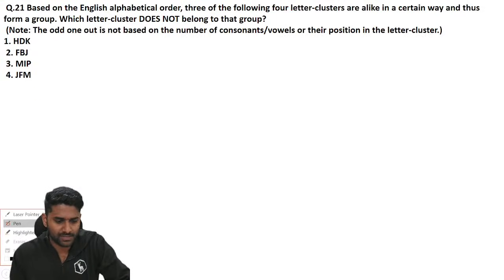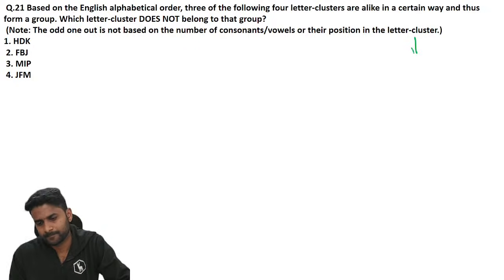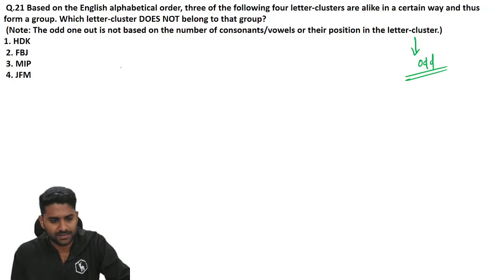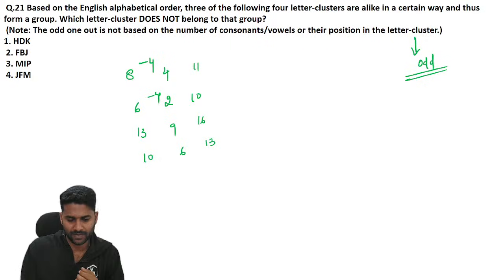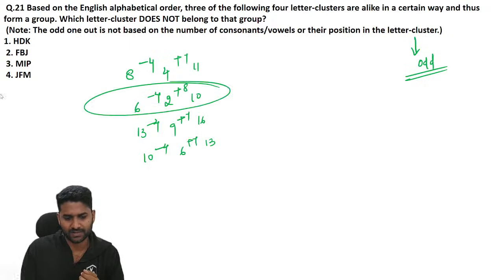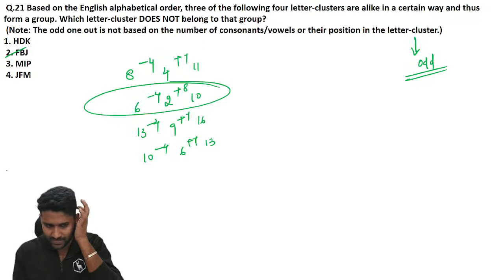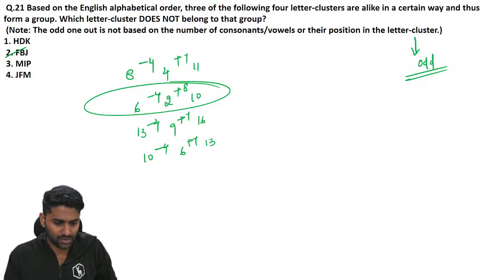Next. So again, odd one out here. See, eighth letter, fourth letter, 11th letter, sixth letter, second letter, 10th letter, 13th letter, ninth letter, 16th letter, 10th letter, sixth letter, 13th letter. If you observe here, it's minus 4, minus 4, minus 4, minus 4, and plus 7, plus 8, plus 7, and plus 7. You find that the second one is different from the remaining ones. So FBJ is the odd one out.